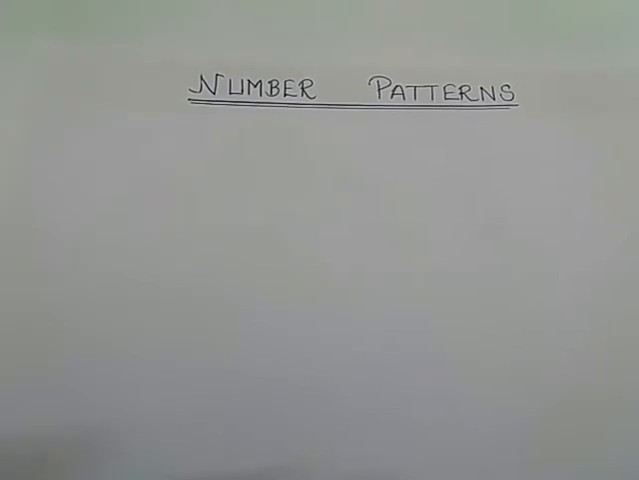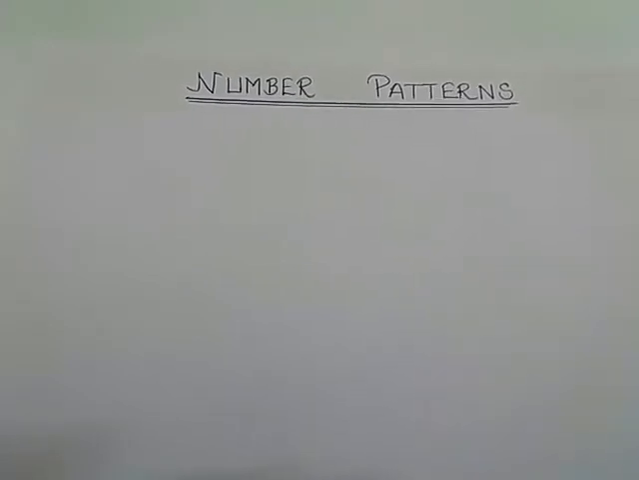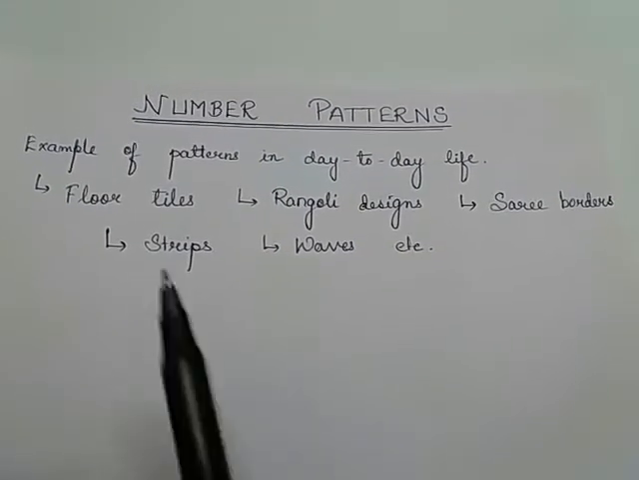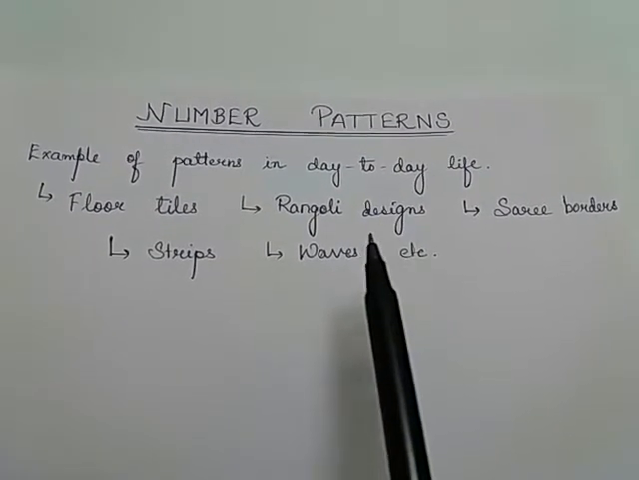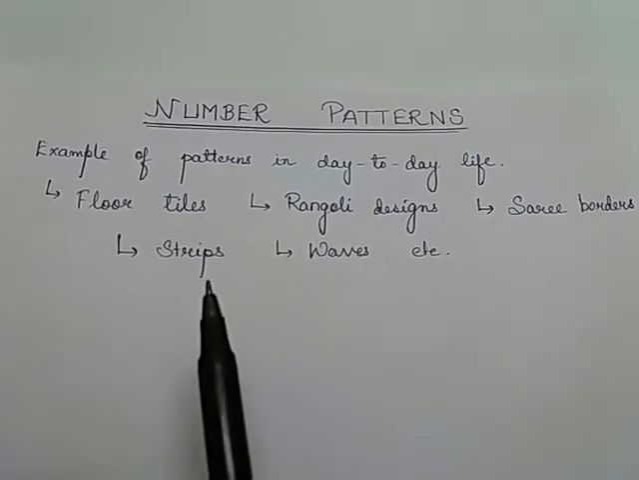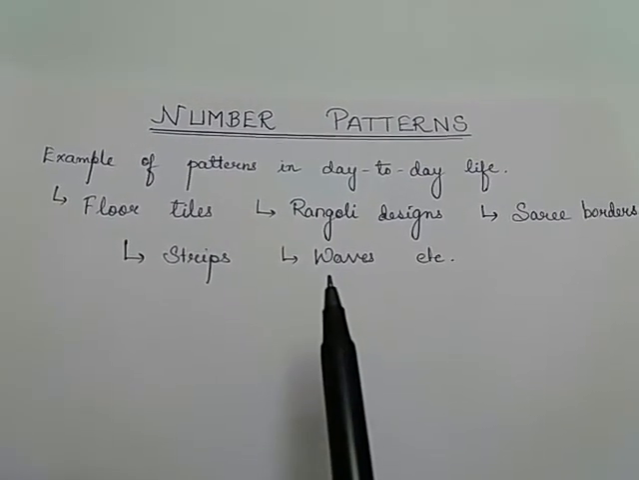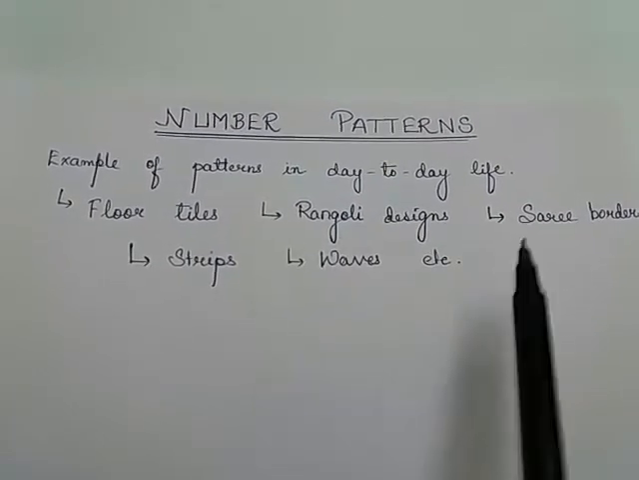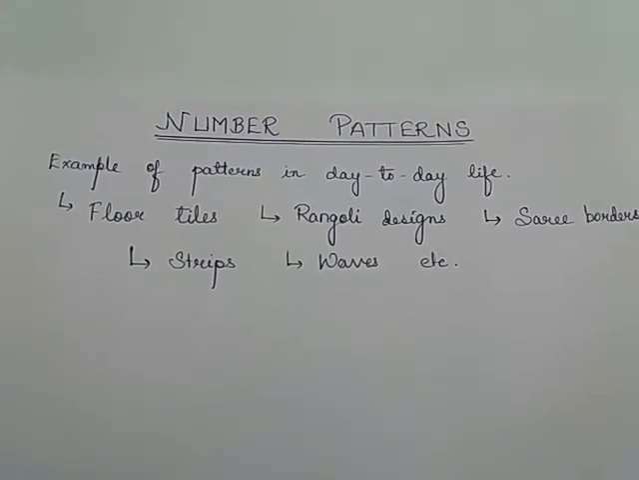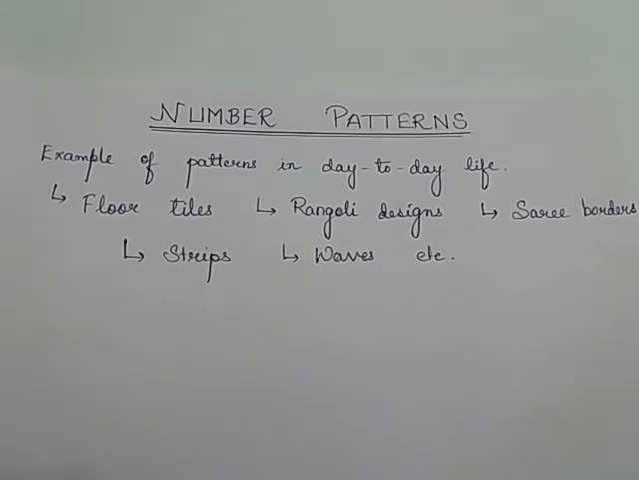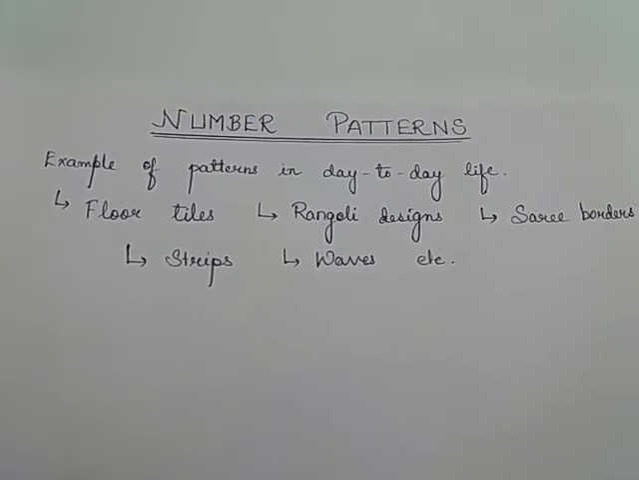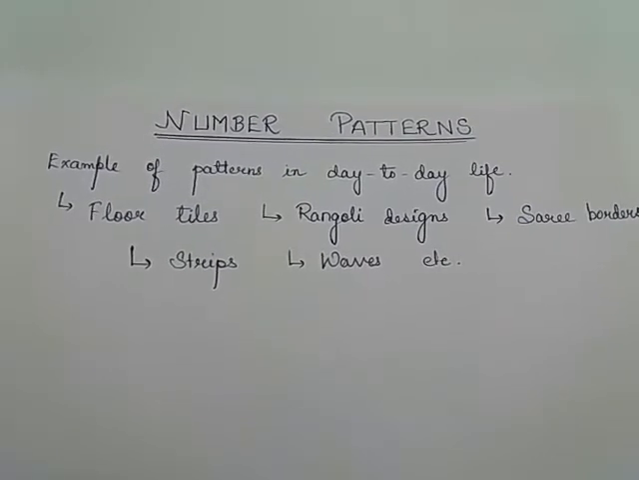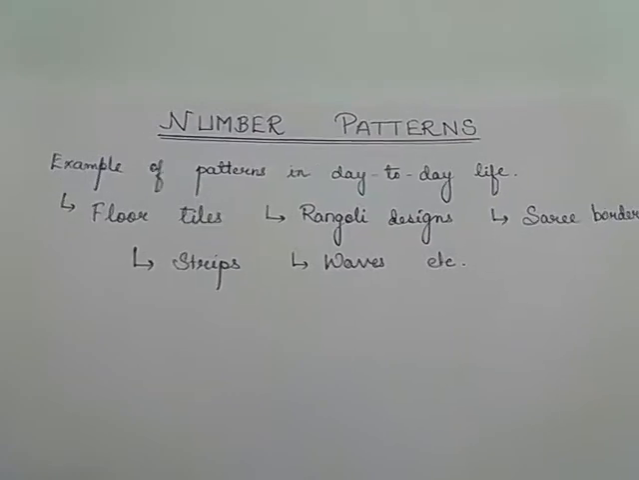Now, in our day-to-day life, we can see many examples of patterns such as floor tiles, rangoli designs, sari borders, stripes. Then in nature, in the seashore, we can see waves. All these are examples of patterns that we can see in our day-to-day life. So we can say that when objects, events and numbers are repeated uniformly in a specific way, a pattern is formed.